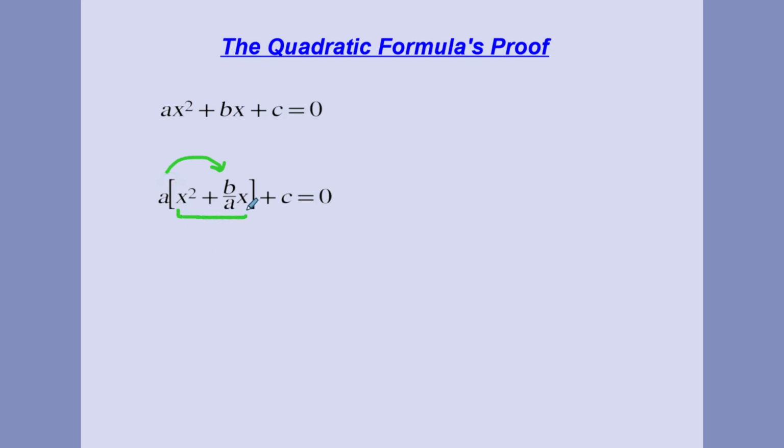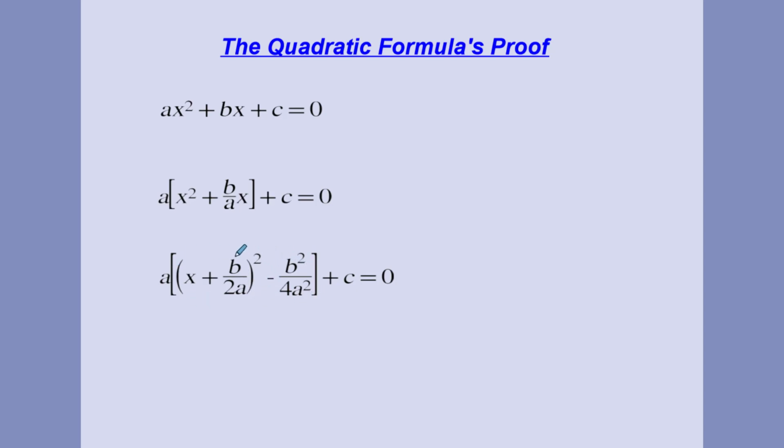Now, inside the square bracket, we have x squared plus b over a x, which you can now factorize using completing the square. Completing the square we presented in other sessions. Now, completing the square gives x plus b over 2a, everything squared, minus the term that we need to get rid of, which is b squared over 4a squared.